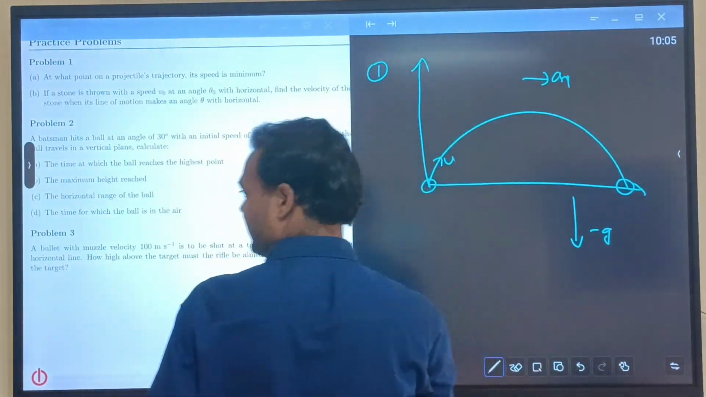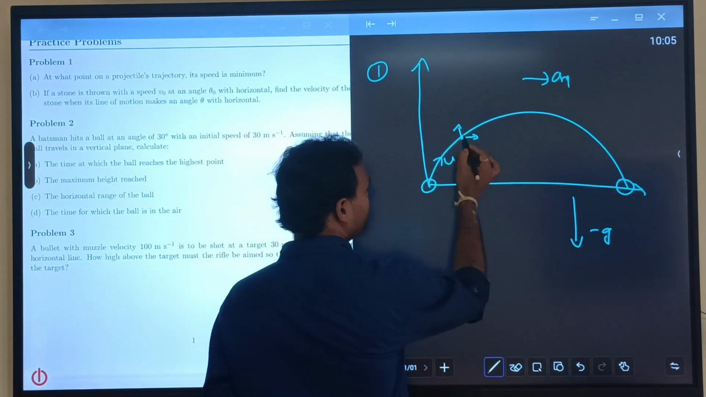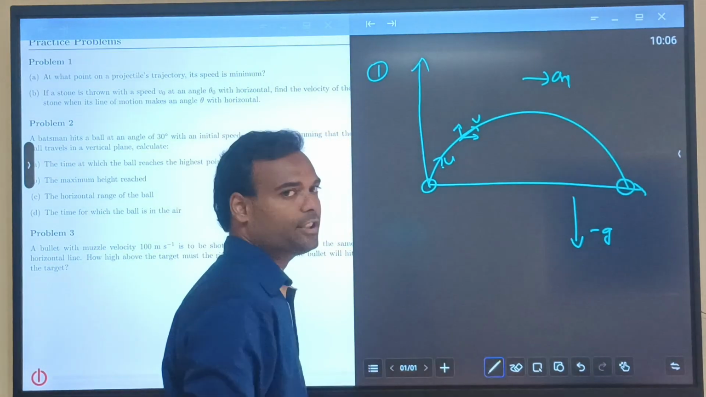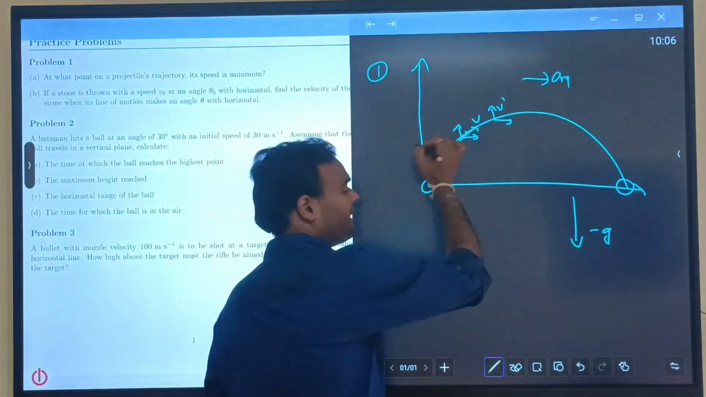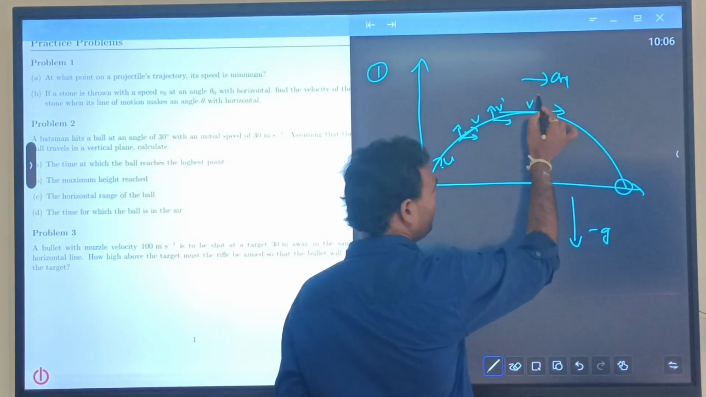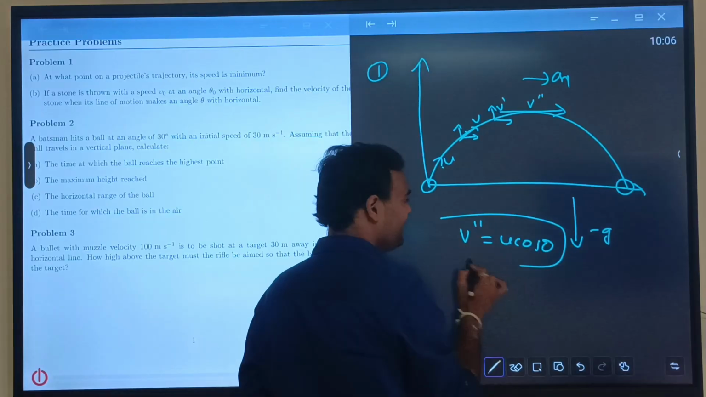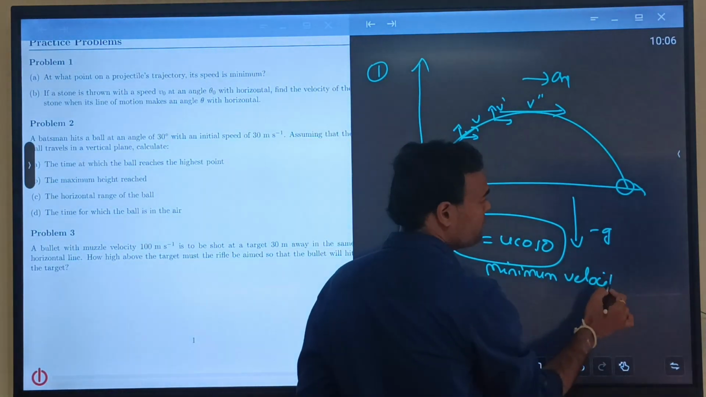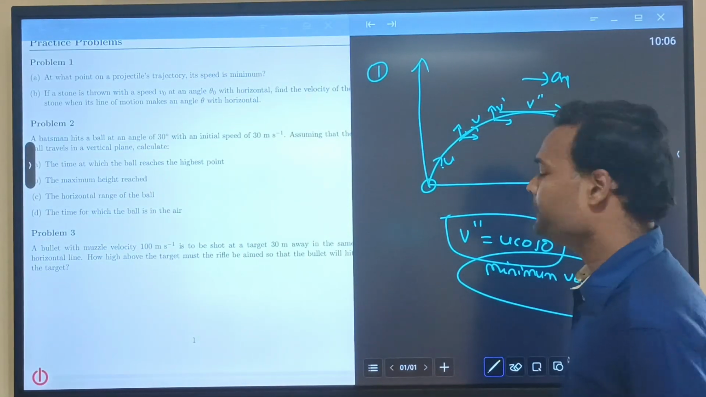Then the next point: suppose it is coming here, it attains a velocity. This velocity will be comparatively less than velocity u, and if it is coming here, this velocity v dash is comparatively less than v, and at the topmost point it would attain a velocity v double dash, which equals u cos theta only, and this is the minimum velocity when the object is in projectile motion, right?